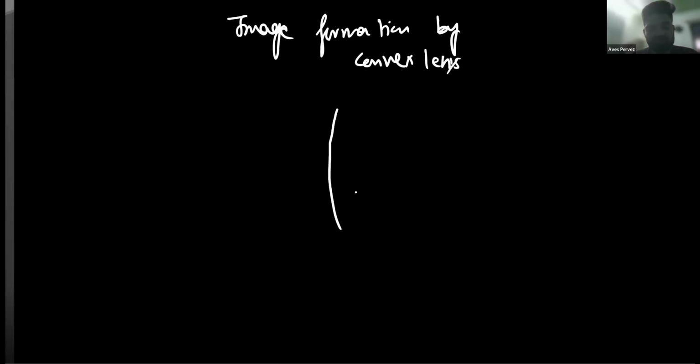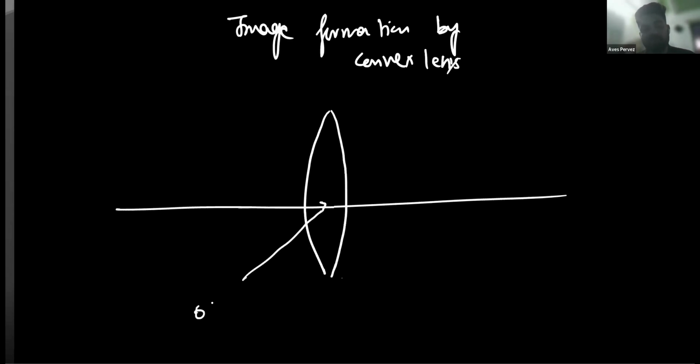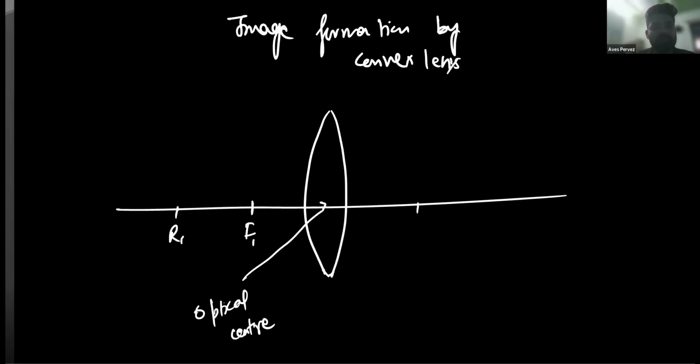So if I have this convex lens, there must be an optical center. In the lens we have the optical center, and in the mirror we have the pole. This is the optical center, the center of the lens. Here we have the focus F1, and this is R1, and this is F2, the focal length. I'm discussing F2 and R2.